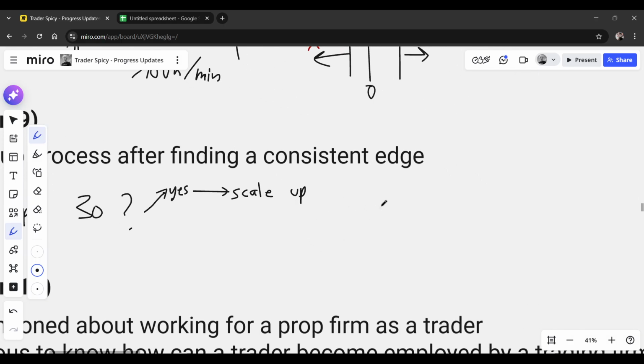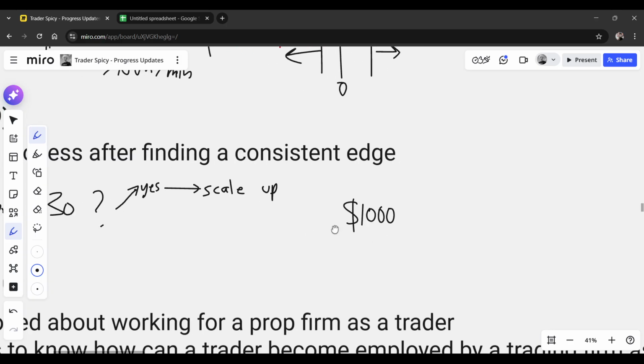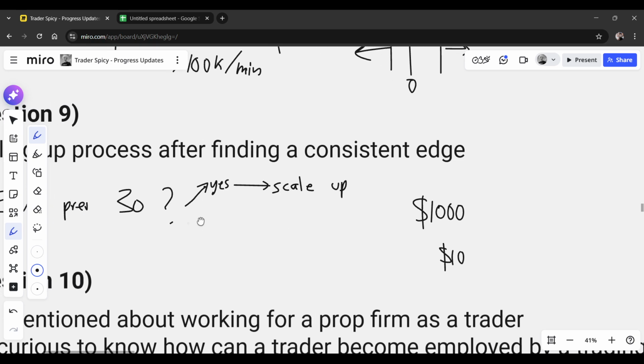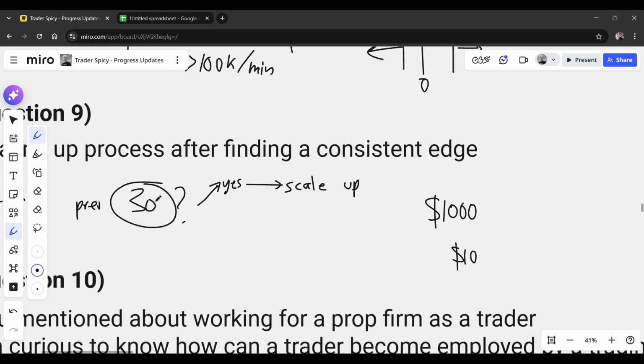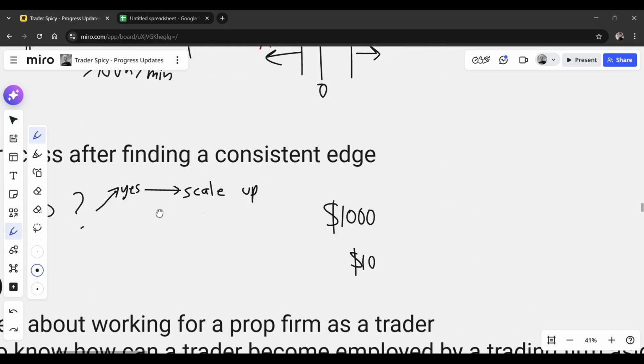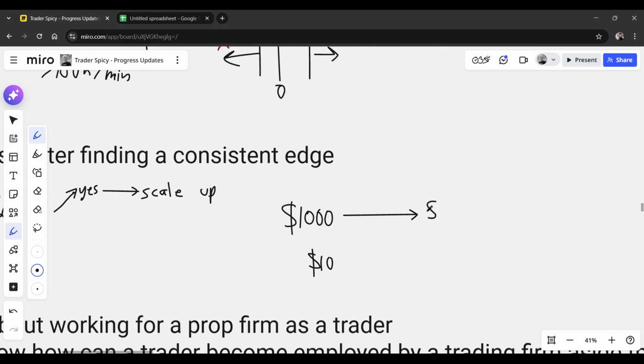So let's pretend that you start on a $1,000 account and you're risking 1% per trade. So you're only risking $10 per trade. Then you trade for a month or so. You've collected about 30-ish trades. You look back on the previous 30 and you were, in fact, EV positive. Awesome. Scale up. So we go from a $1,000 account to a $2,000 account.